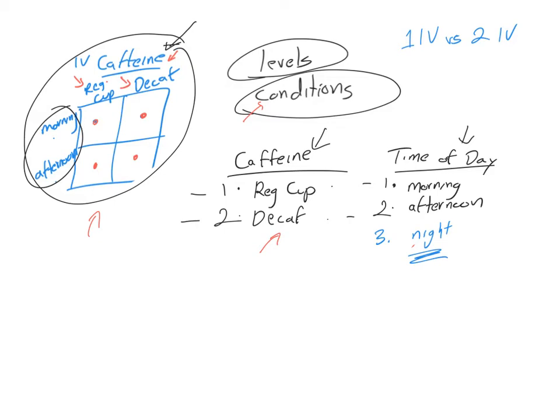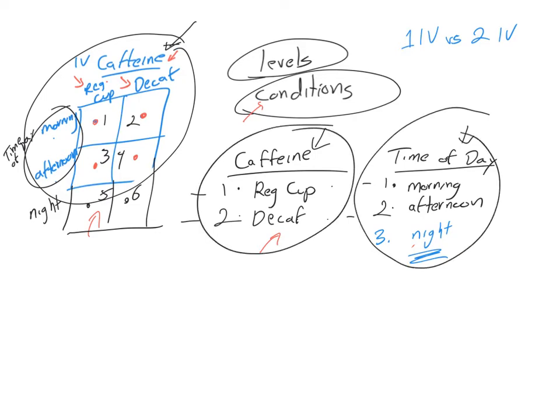Now this changes the level of conditions. Let me show you how. So now you have night here for time of day, right? So let me write this here. Draw this out. Now you have two more conditions. 1, 2, 3, 4, 5, 6. If this was your design, time of day with 3 levels, caffeine with 2 levels, now you have 6 conditions.